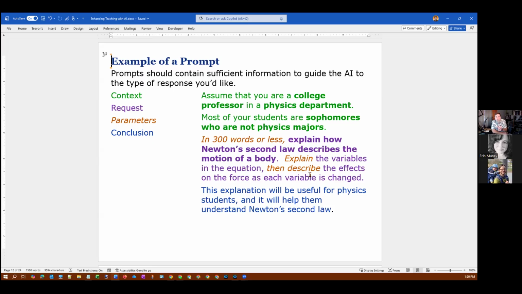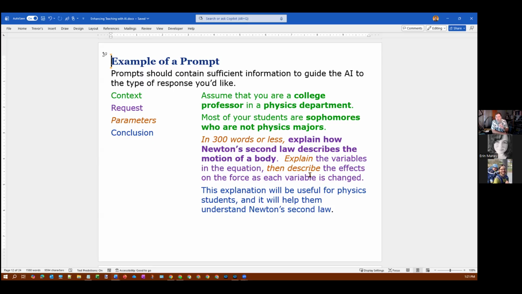Okay, so I do have some parameters in the second one: in 300 words or less. So I don't want it to give me a novel. I don't want it to give me a few sentences. I want it to explain how Newton's second law describes the motion of a body. And then I give it a little bit more detail. Explain the variables in the equation, then describe the effects on the force as each variable is changed. So I'm not just saying, tell me about Newton's second law. I'm asking specific things that I want out from that.